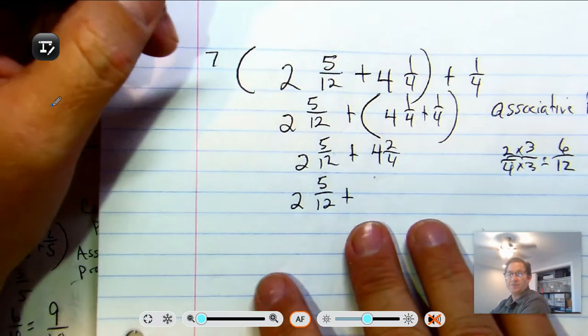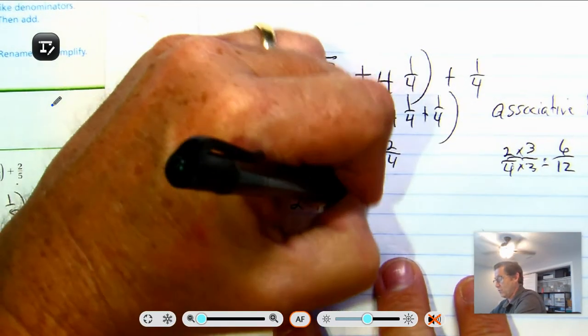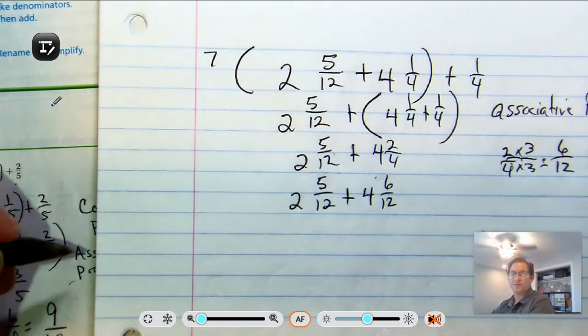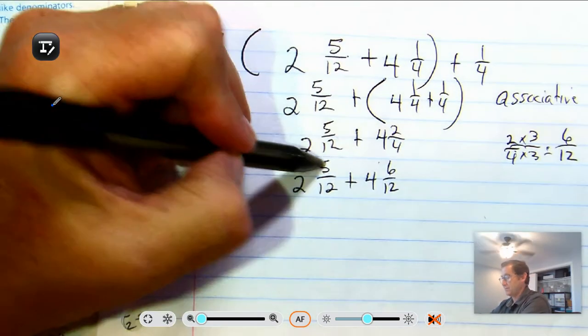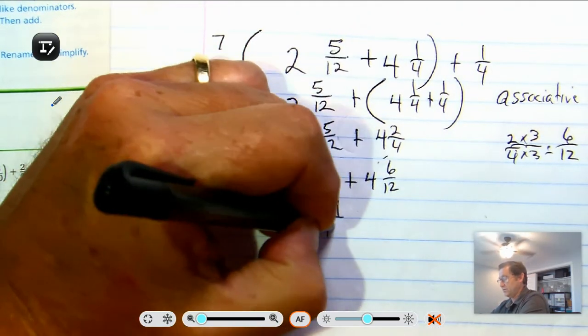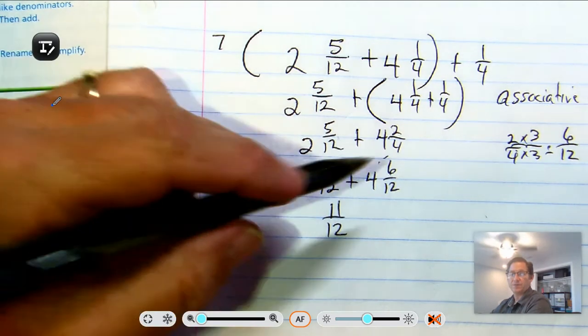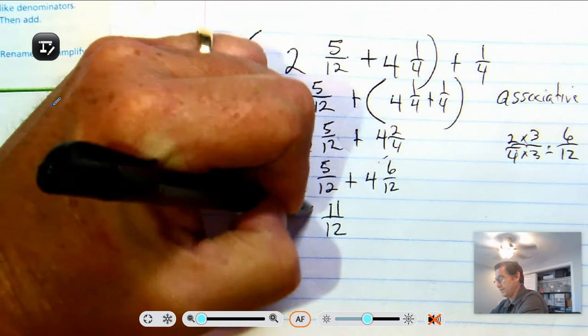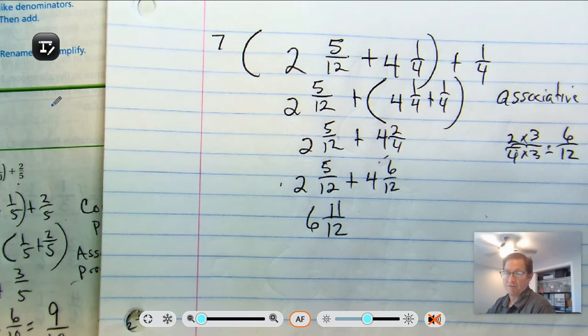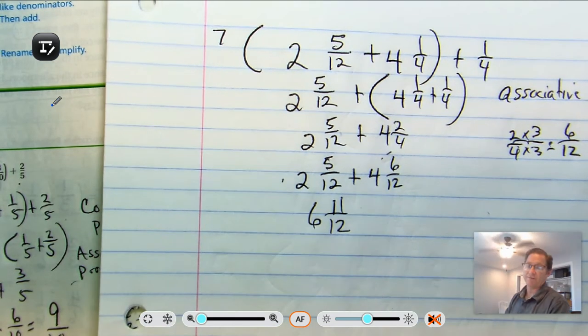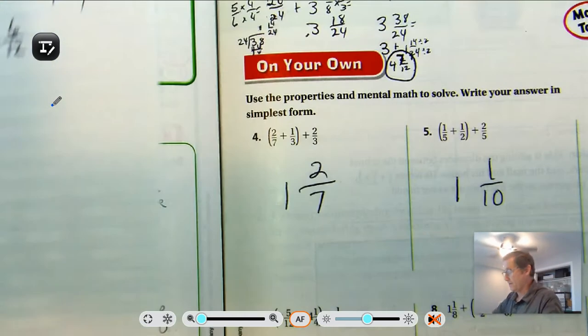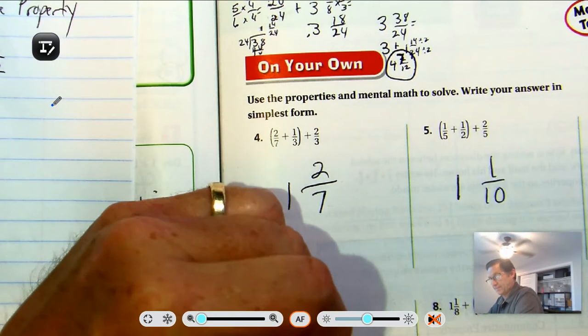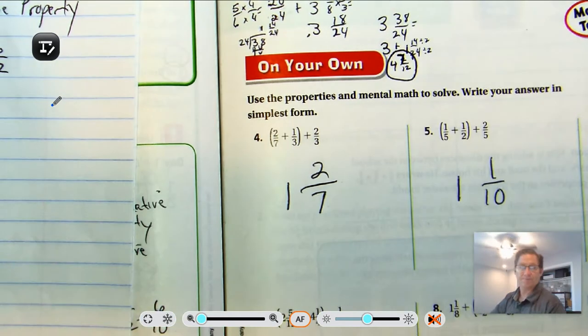So an equivalent fraction of 4 2/4 is 4 6/12. 6 plus 5 is 11 twelfths. So 5 twelfths plus 6 twelfths is 11 twelfths. And 2 plus 4 is 6. 11's prime. 11's not a factor of 12. So 6 and 11 twelfths.